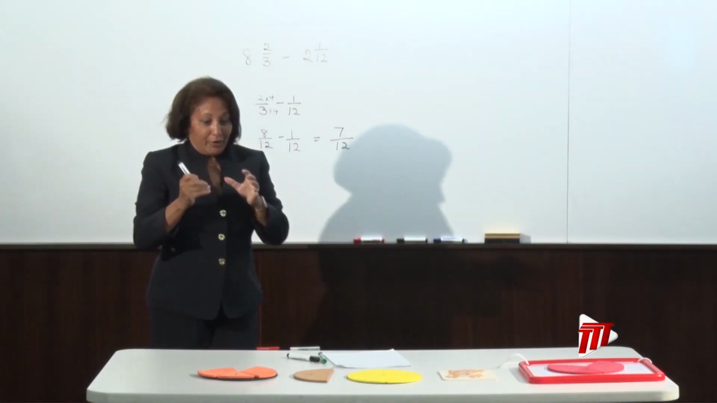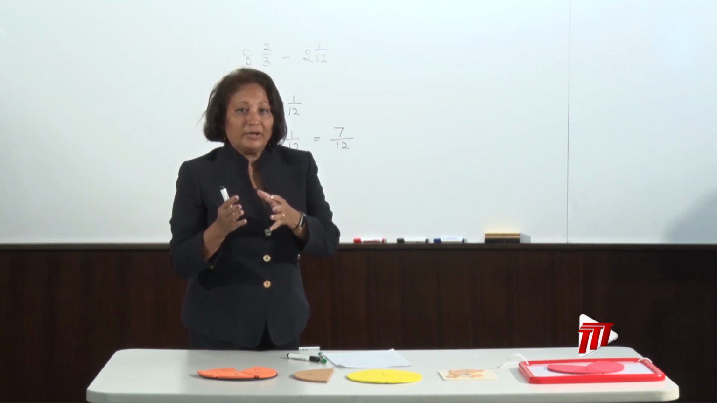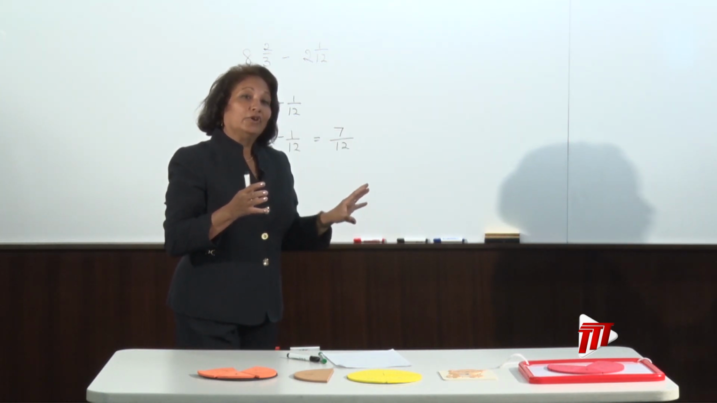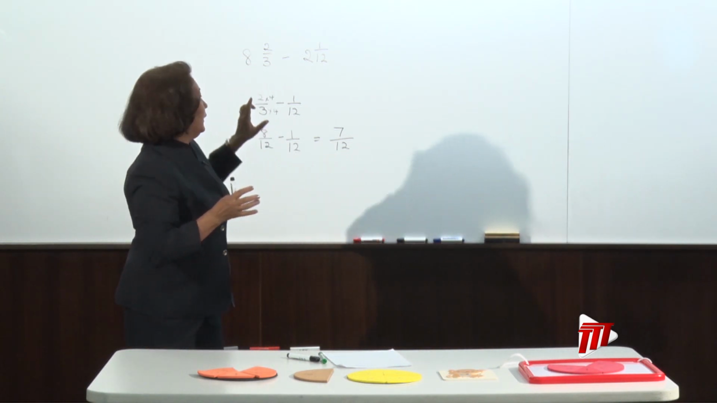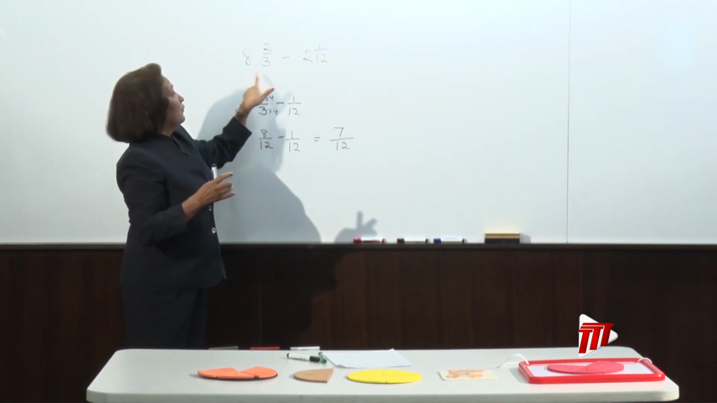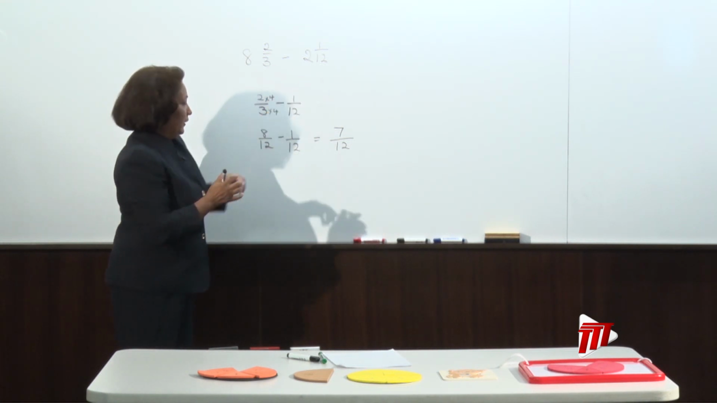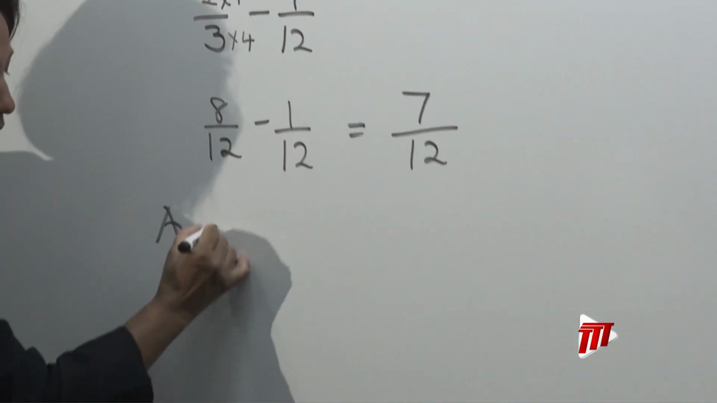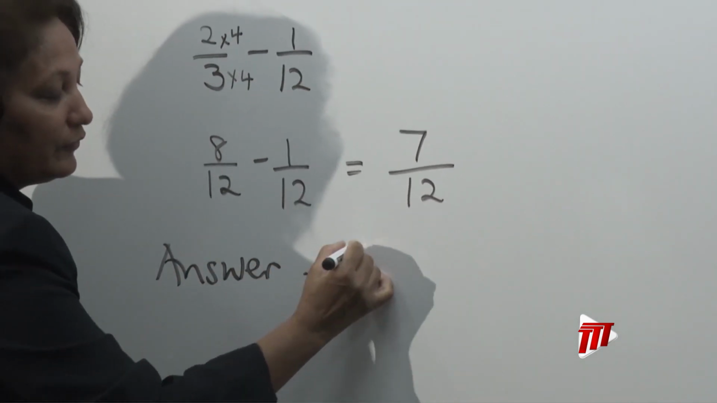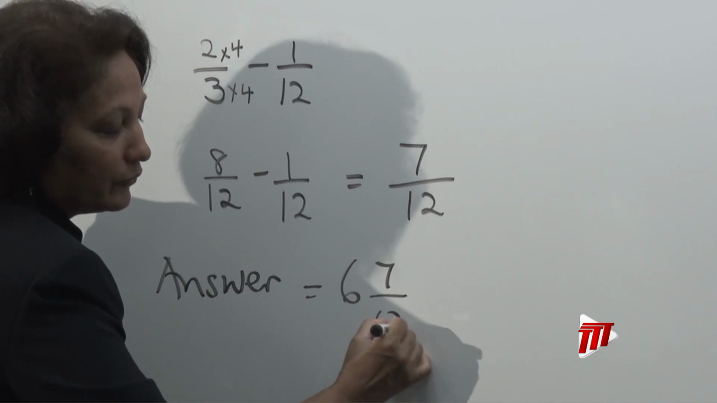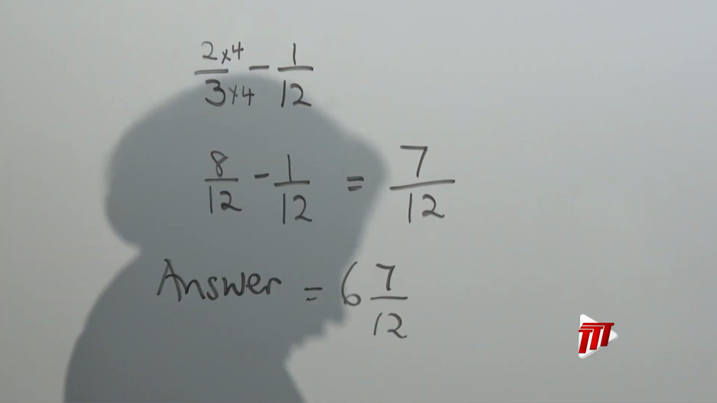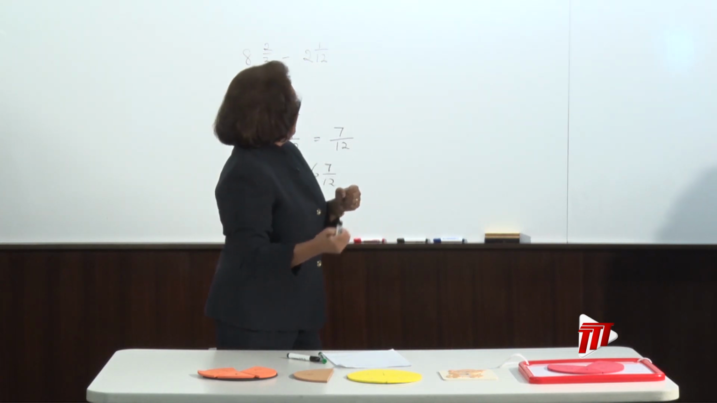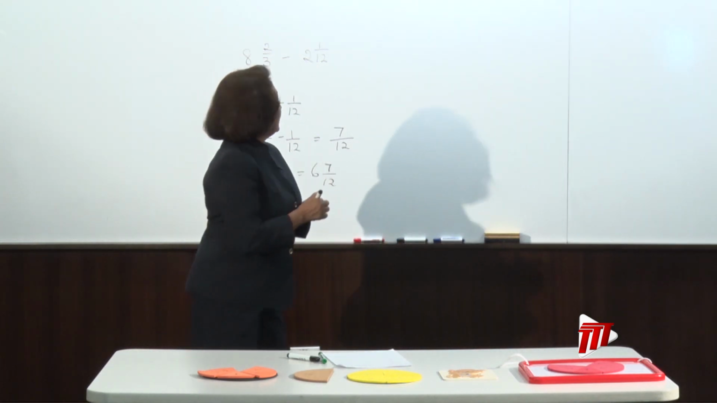Now, very often when students do these questions, they forget that what they were dealing with was the fraction part. You have to include also the whole parts. So I would have 8 minus 2 would give me 6. So my answer would be 6 and 7/12ths. That would be your answer. Now that is one way of working the question.